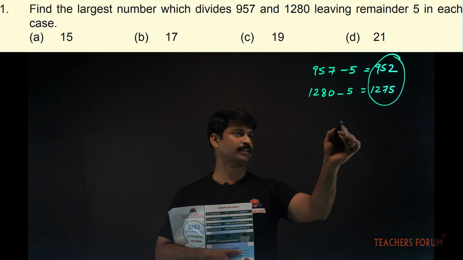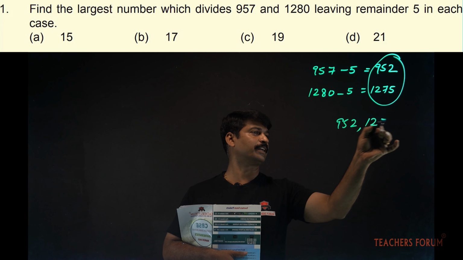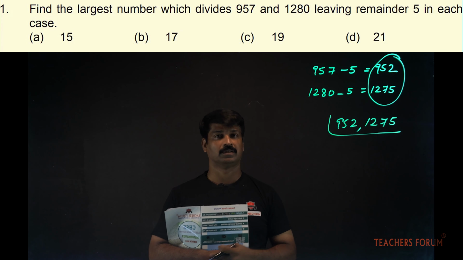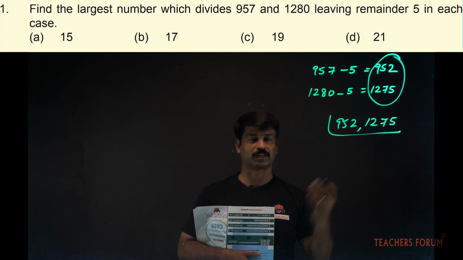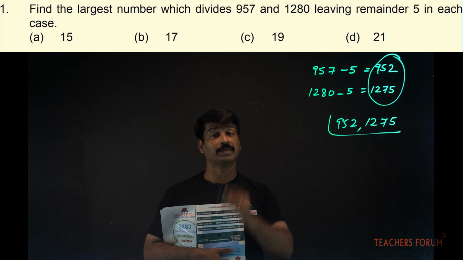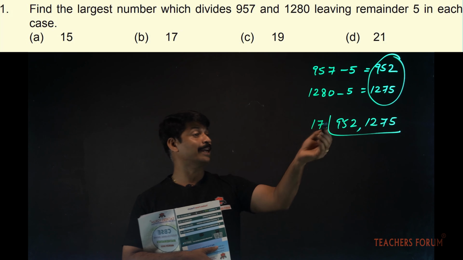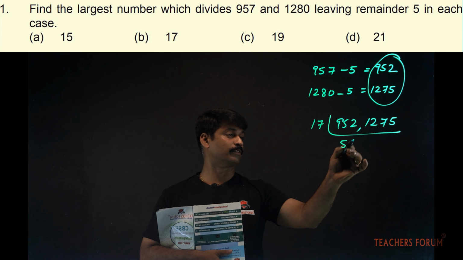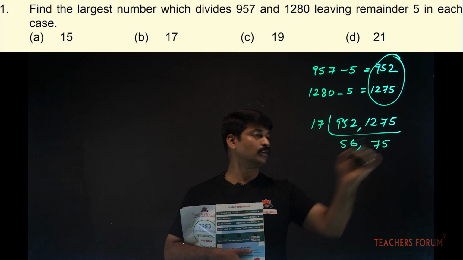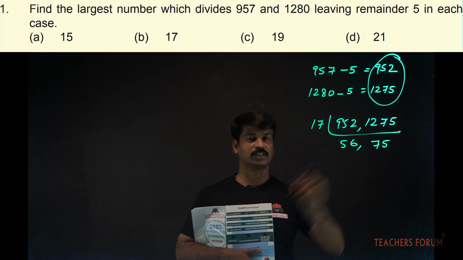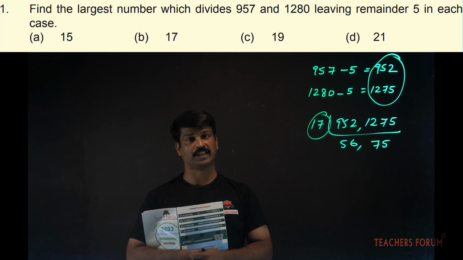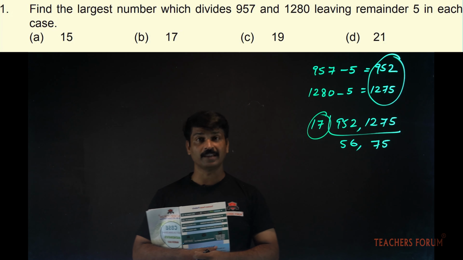Now let us find the HCF of 952 and 1275. By trial and error method, you have to check whether the given numbers are divisible by 2, 3, 5, 7, etc. Now when you go like this, you can see that these two given numbers can be divided by 17. So 952, when you divide by 17, you will be getting 56. And 1275, when you divide by 17, you will be getting 75. No other common factors are there for these two numbers except one. So you have to stop here. So the HCF is 17. So the correct answer is option B, that is 17.